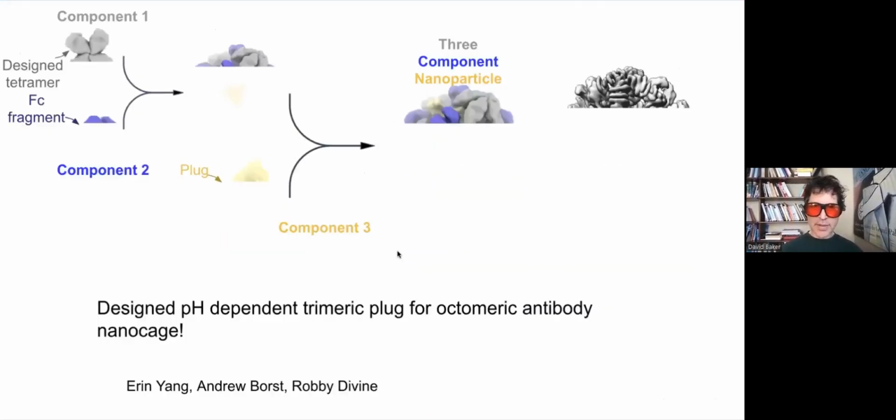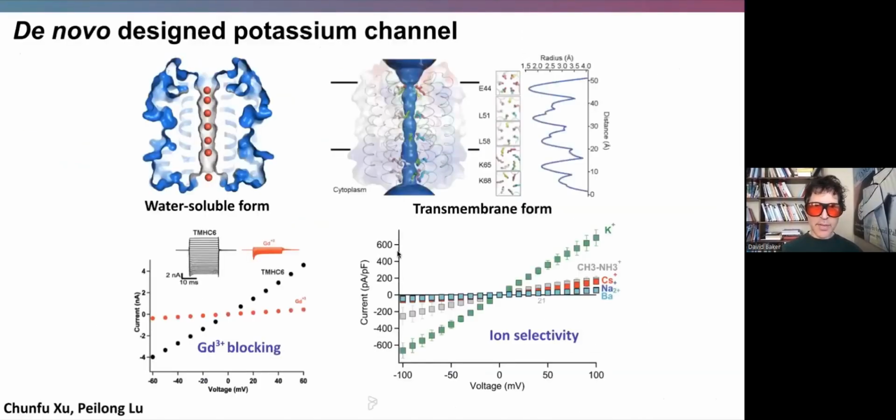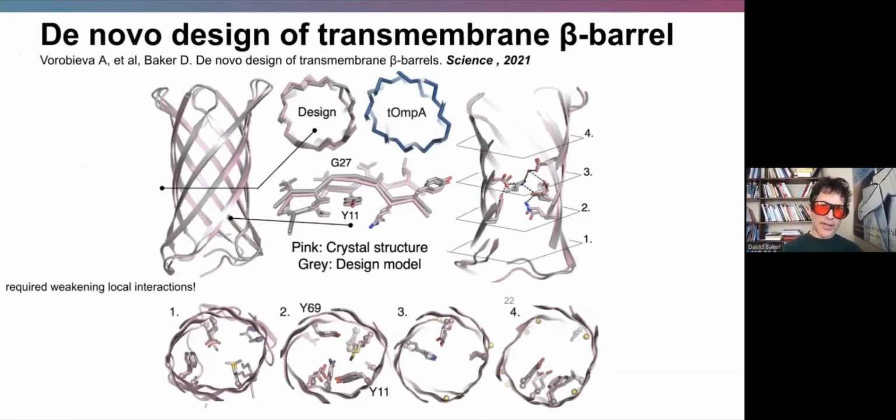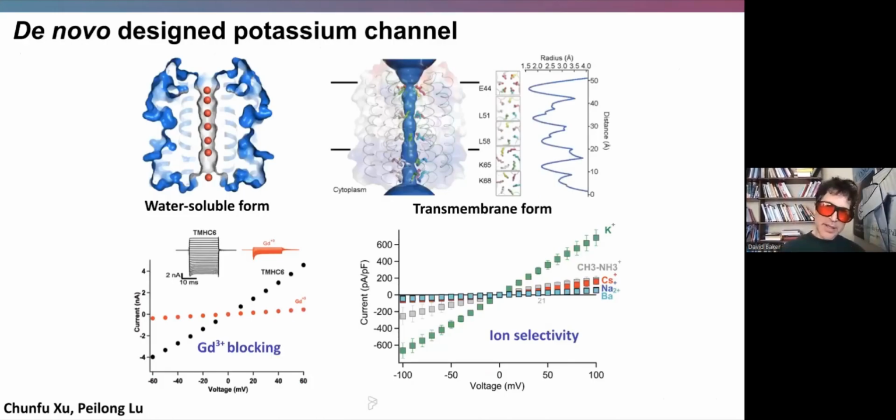Okay, so I'm going to skip through this. The only thing I'll say here is we can apply these same physically based principles to designing not only soluble proteins, but transmembrane proteins. And when we design proteins that have pores and put them into membranes, they act as selective ion channels.